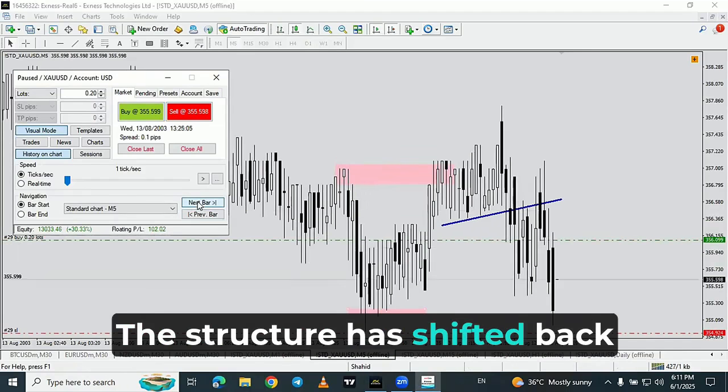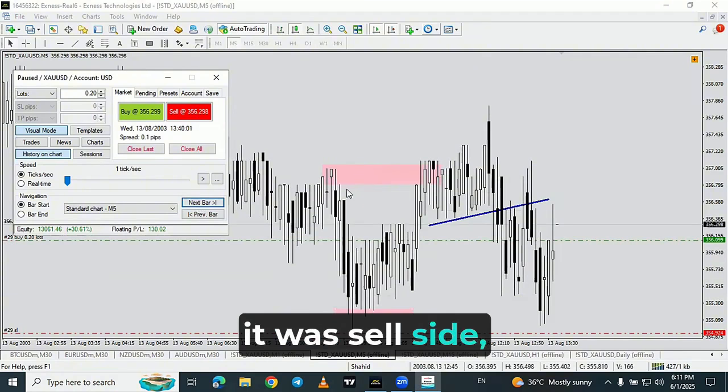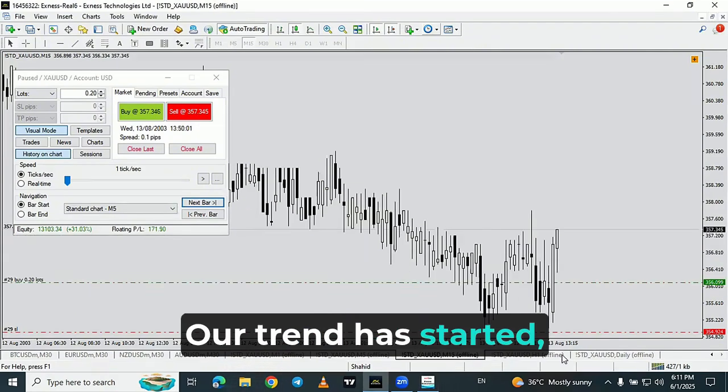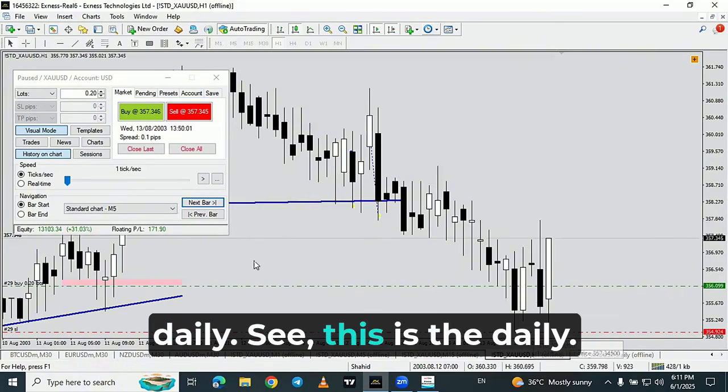The structure has shifted back to the buy side. Look, it was sell side, now it's buy side. The structure has shifted back to the buy side. Our trend has started, which we booked with the other daily. See, this is the daily.